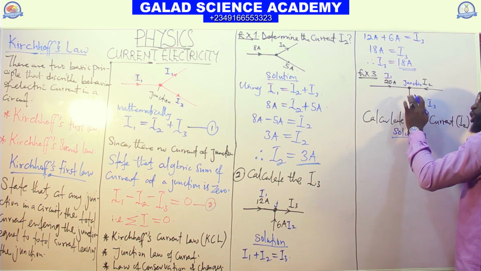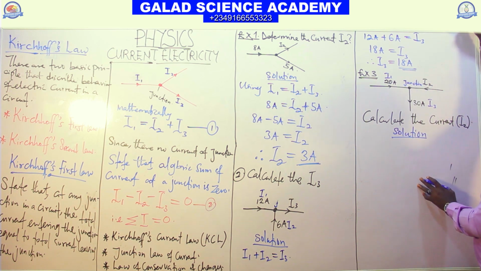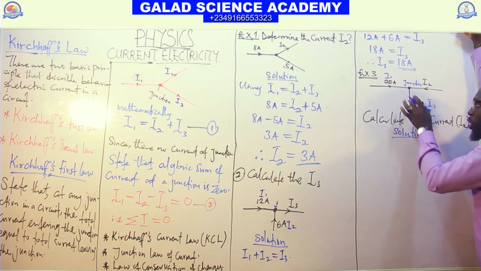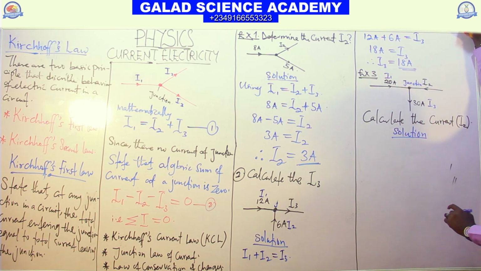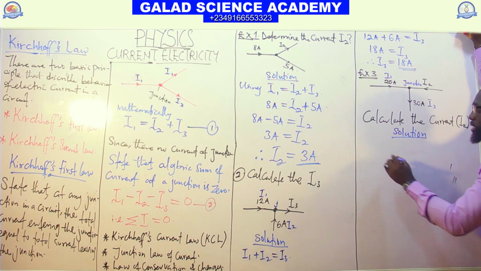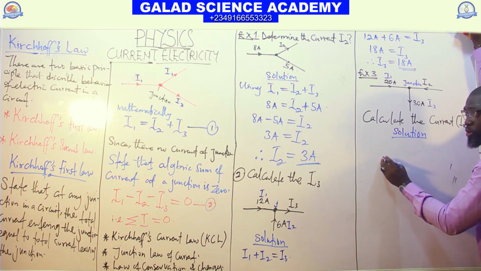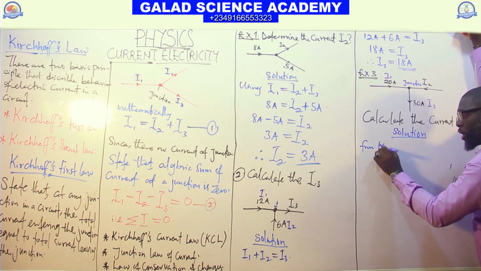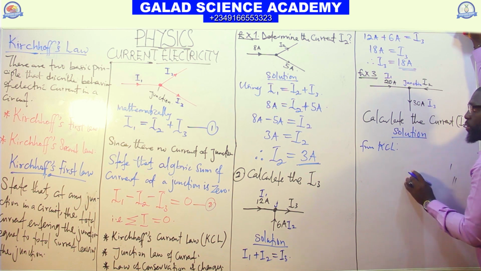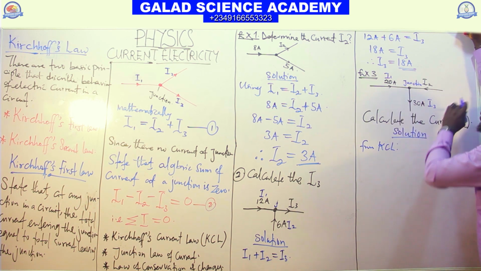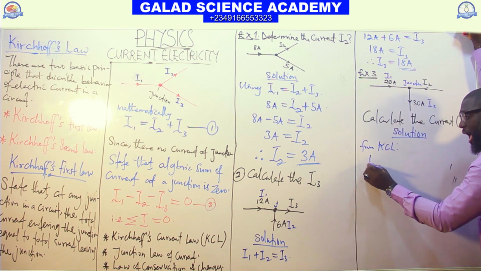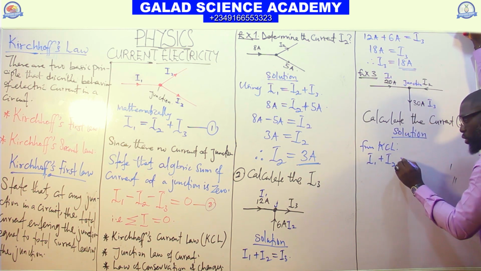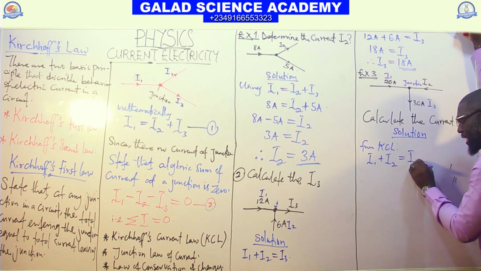How many currents are going to this junction here? Check it very well. It's 20 and I2. Only 30 is leaving the junction. So from Kirchhoff's current law, the sum going to the junction, I1 plus I2, equals I3.